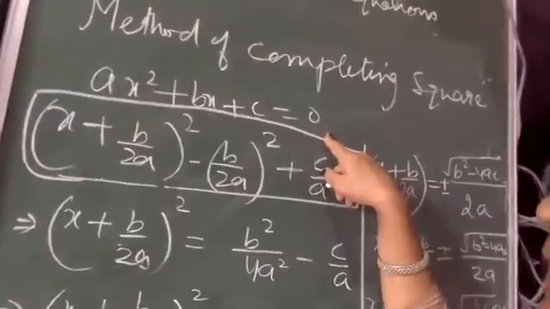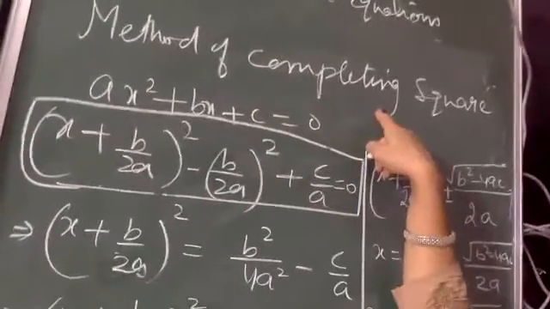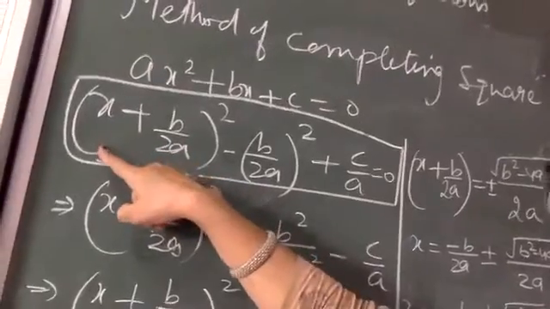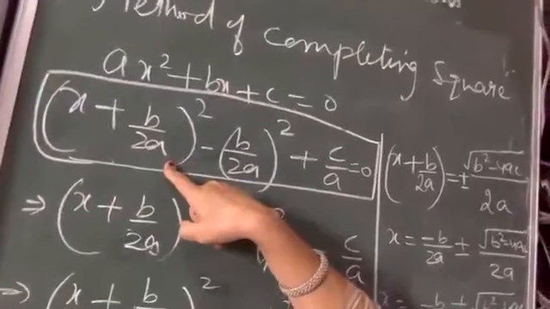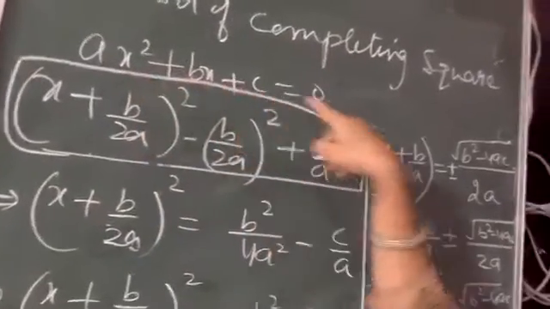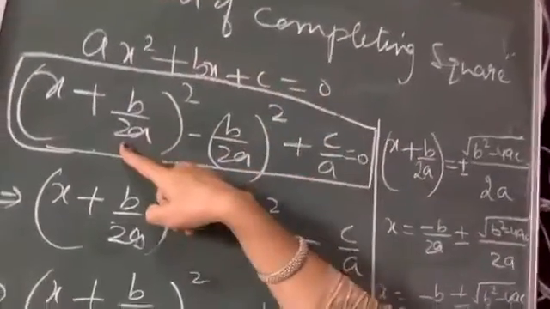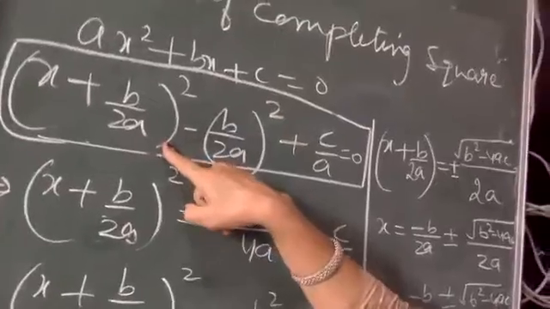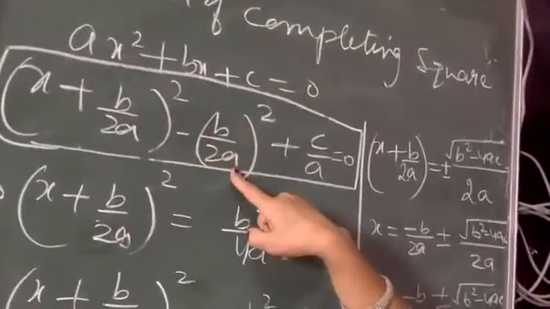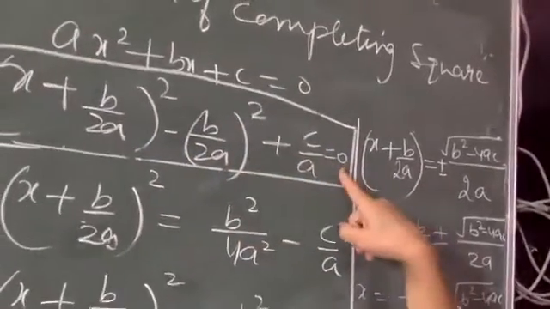To apply the method of completing the square, we have to understand that x plus b upon 2a whole square means we are going to change this equation in terms of x plus b upon 2a whole square minus b upon 2a whole square plus c upon a is equal to 0.